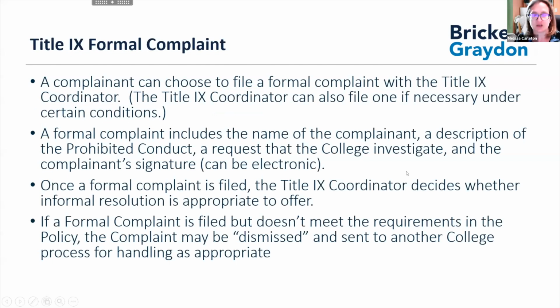All right. So let's say a party decides they want to move forward. They say, I want some sort of process. Well, now we need a formal complaint. So the complainant can choose to file one with the Title IX coordinator, and the coordinator can do that under very specific circumstances. And the formal complaint has to include the name of the complainant, a description of the prohibited conduct, a request that the college investigate, and the complainant's signature, which just means the complainant signs off on it. It could be an email that the complainant sends, that sort of thing works too.